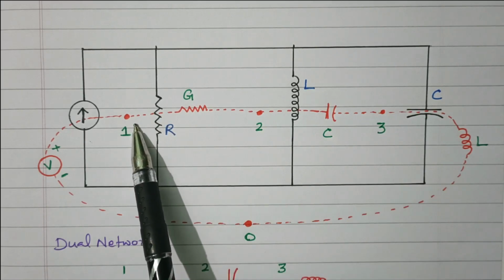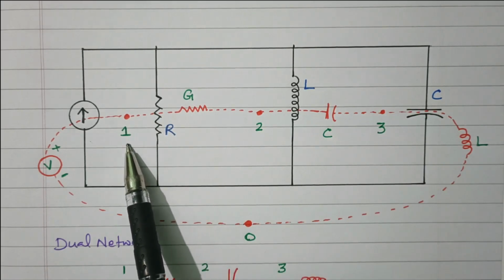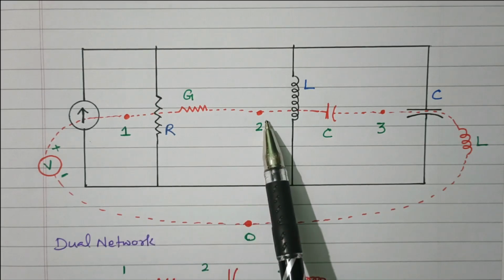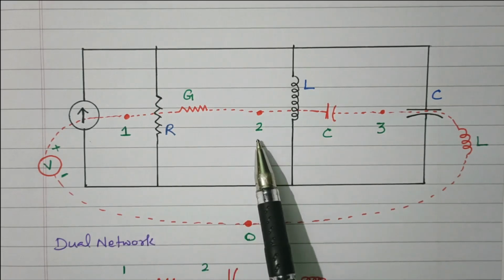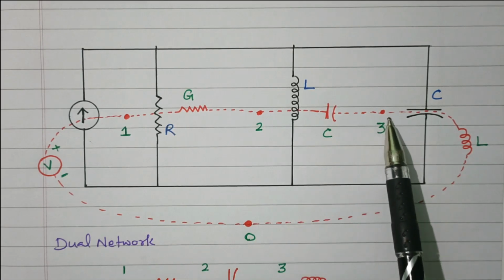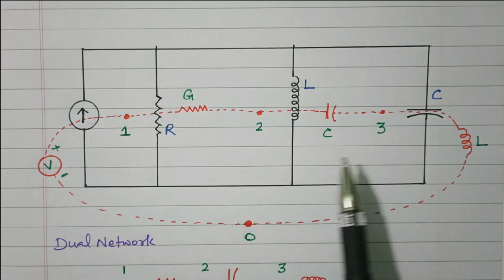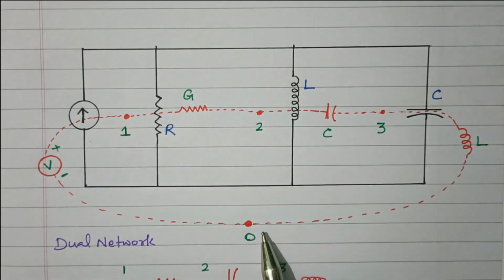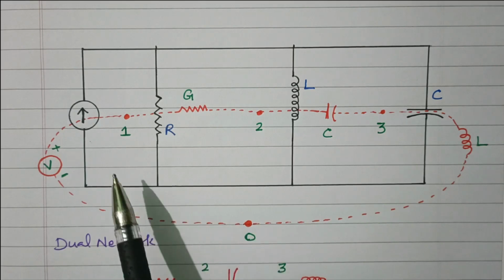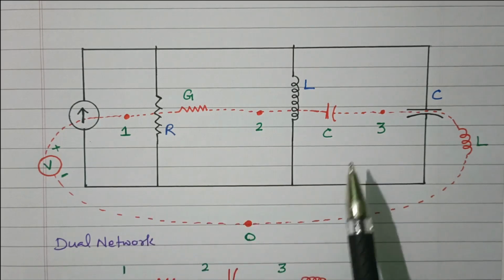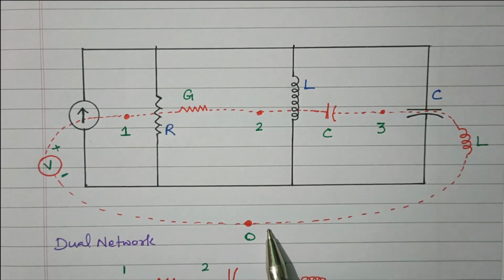So here the dot is placed in the first loop and is numbered as 1. Another dot is placed in the second loop, numbered 2. And a dot is placed in the third loop, numbered as 3. So 3 dots are available for 3 loops. And one more dot is placed outside the network, numbered as 0. This is a reference node. So step 1 is, in every loop we have to put the dot, and one more dot is placed outside the loop, that is the reference node.